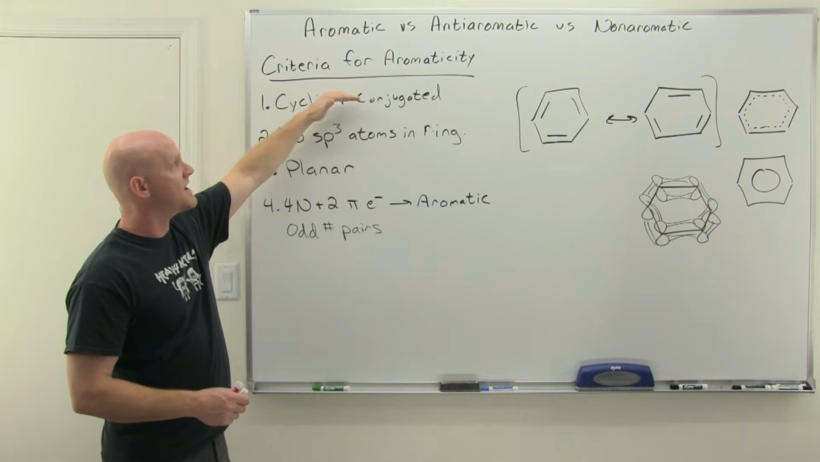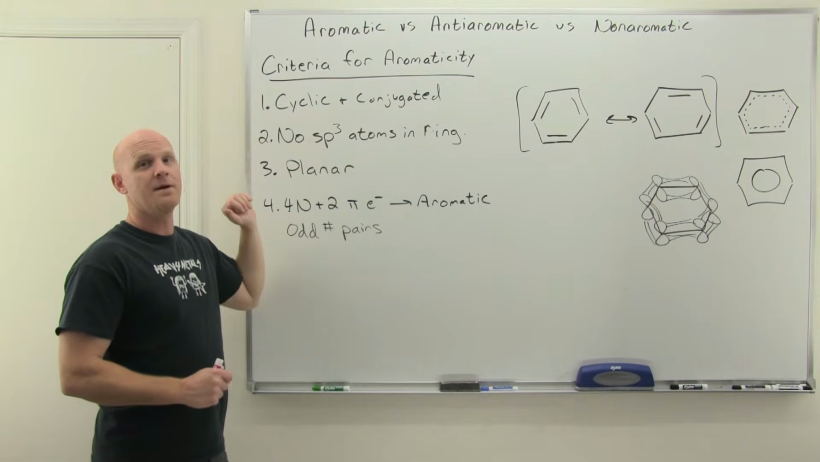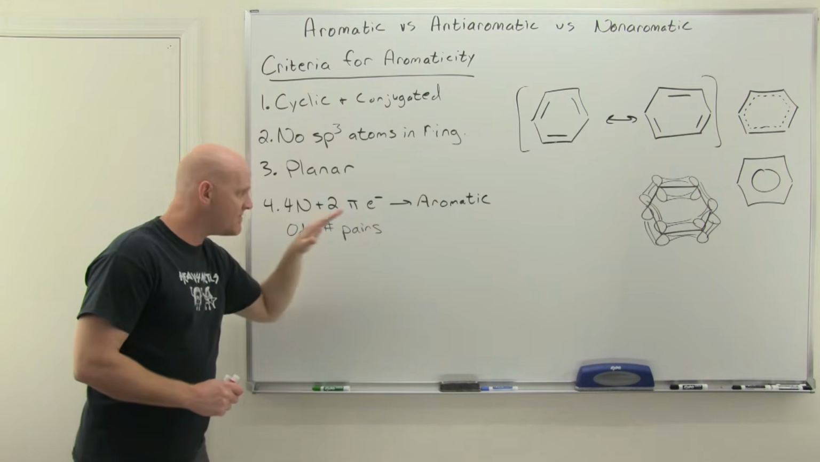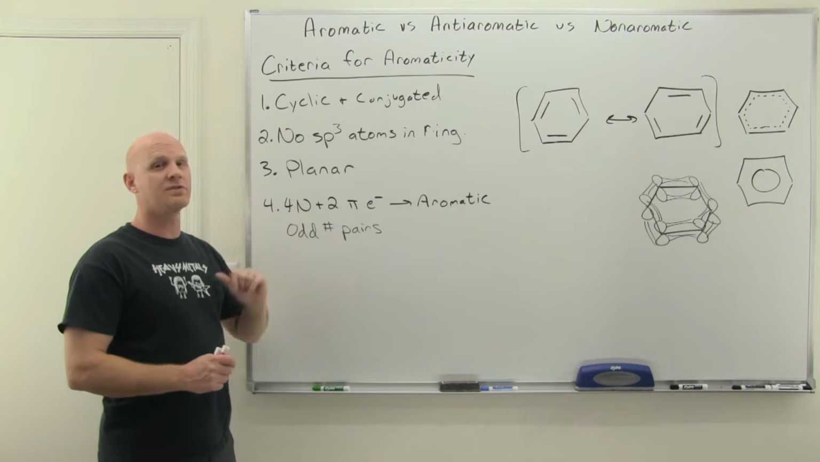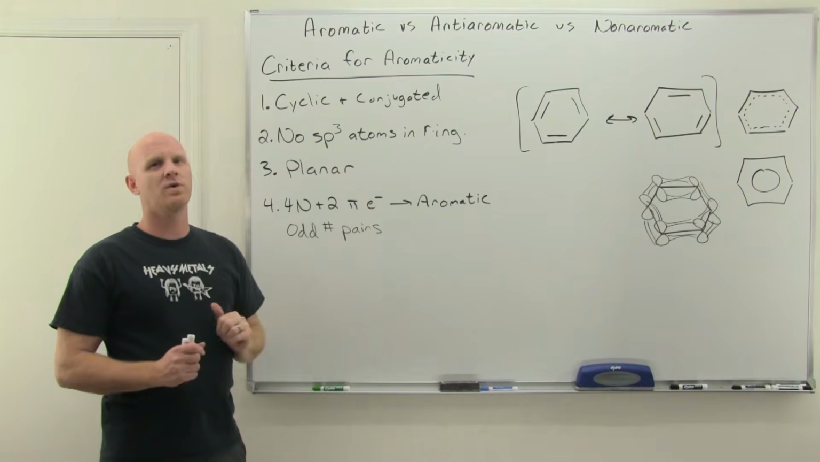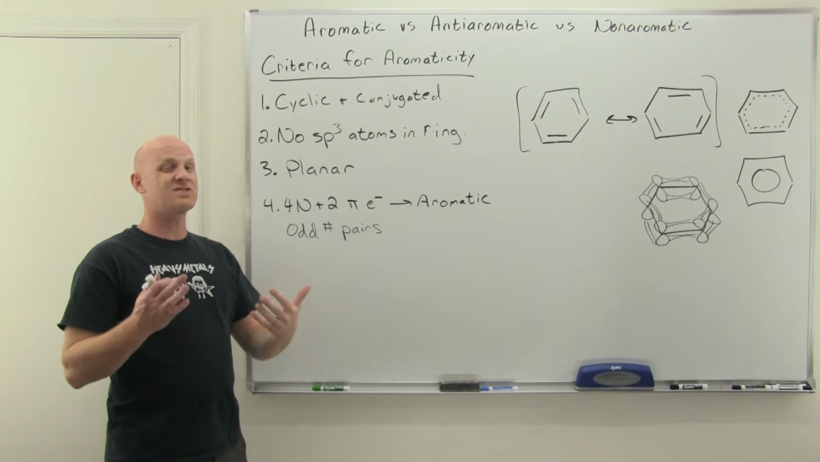So again, you've first got to satisfy these first 3 criteria, but if you satisfy the first 3, and then you have an aromatic number of electrons, an odd number of pairs, or a 4n plus 2 number, so that is what ultimately is going to lead you to make the determination that this compound is aromatic.